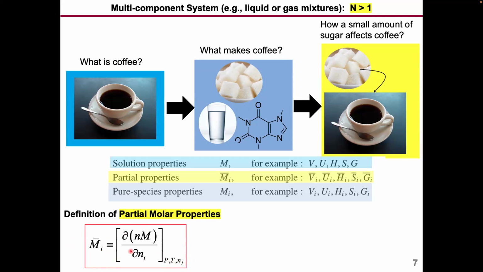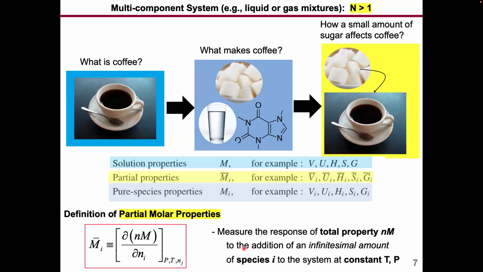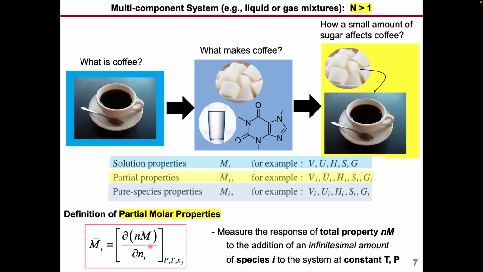So basically, we are trying to quantify how the total property depends on the addition of a small amount of species I in the mixture. This measures the response of the total property NM to the addition of an infinitesimally small amount of species I to the system at constant temperature and pressure, while holding all the other species constant. All right, so that's the general form.